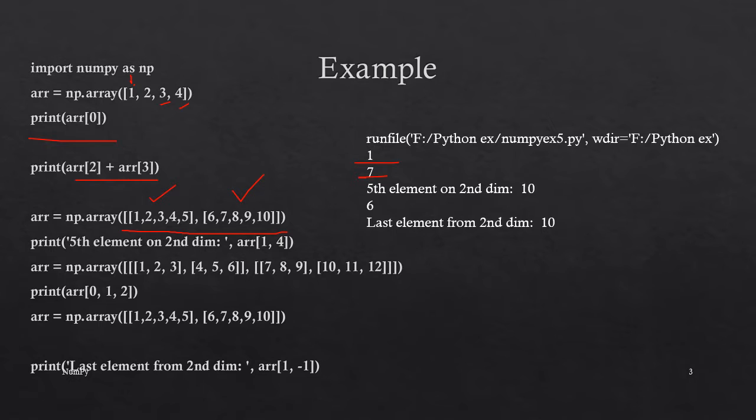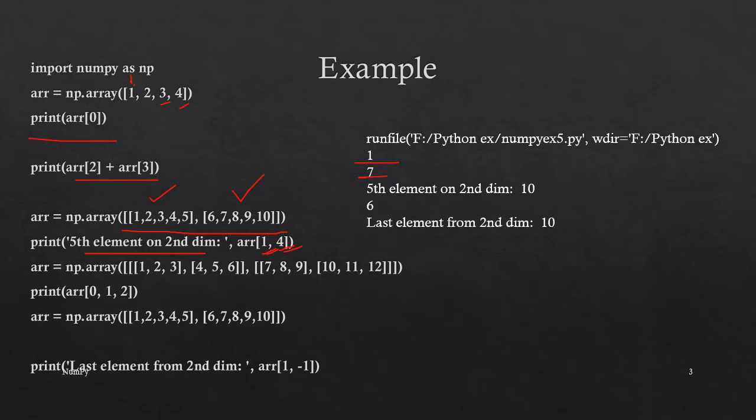Print the fifth element of the second dimension. We want to print the fifth element of the second dimension. So see the parameters that are used to print. Fifth element, so the second parameter is 4. And the dimension is second, so the first parameter is 1.